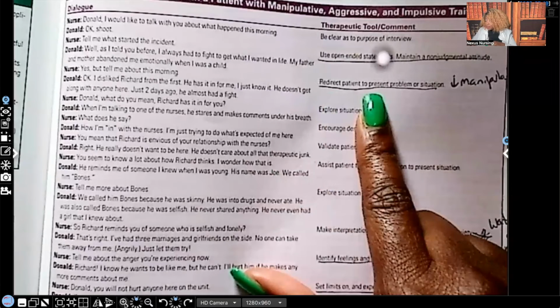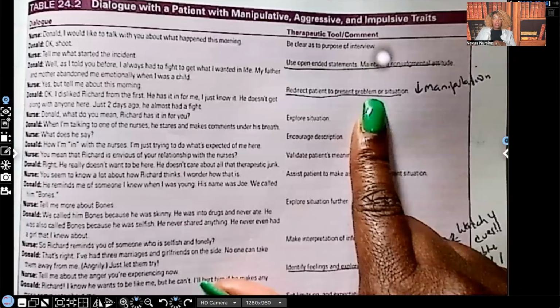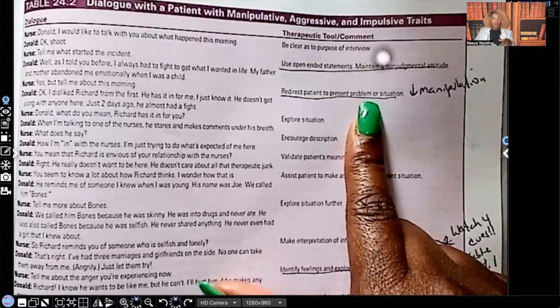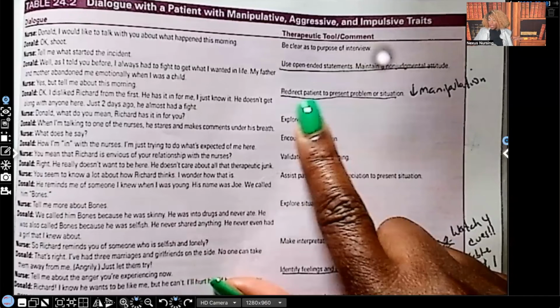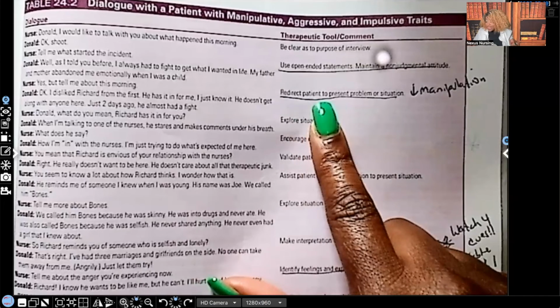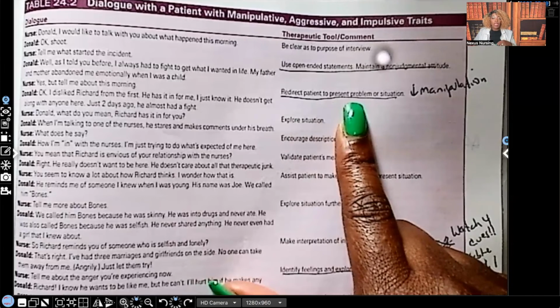Redirect patient to present problem or situation. Why? Because they're going to try to manipulate you. They did something, you're trying to address what they did, and they're going to want to talk about everybody else under the sun. You need to redirect them to the present problem and situation. And when you do that, you're decreasing that manipulation that they're trying to do.